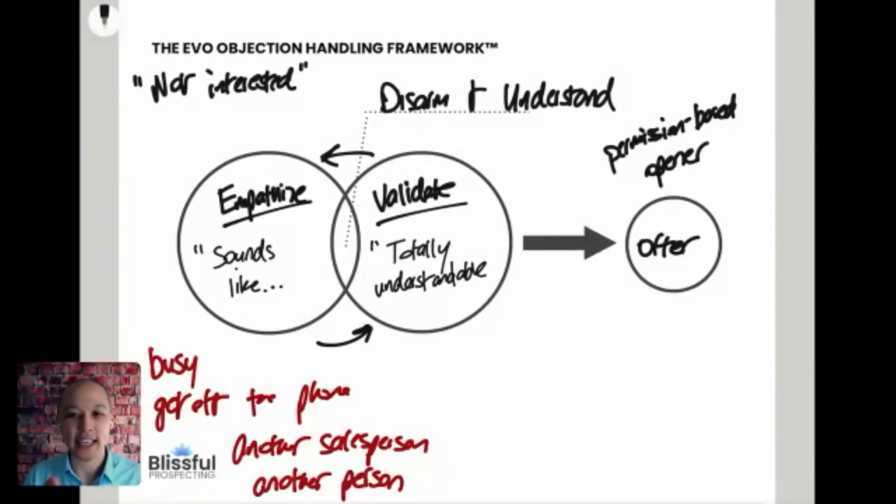So let's say I call and I'm like, hey, Jason with Blissful Prospecting. And then maybe the person cuts me off at the beginning and says, oh, not interested. I'm going to say, hey, sounds like I might have caught you in the middle of something. Totally understandable. I'm just going to redo my permission-based opener. Hey, like I said, sounds like I'm catching you in the middle of something here, but you got 30 seconds for me to tell you why I'm calling? And you can let me know if you want to keep chatting after that. So if it's early in the call, I'm going to use another permission-based opener.